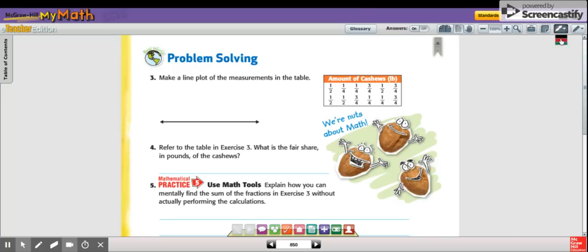Next, we're going to put the fractions that we see over here on our line plot. So I'm seeing a half, a fourth, and 3/4. So I'm going to put 1/4 first because it's a smaller fraction. Then I'm going to put 1/2 and 3/4. Do that on your line plot as well.